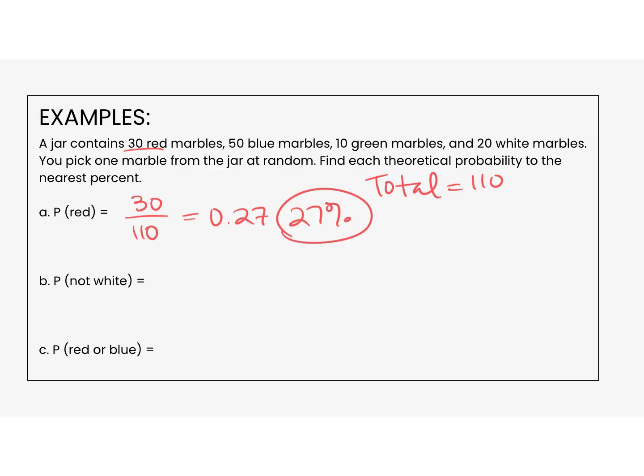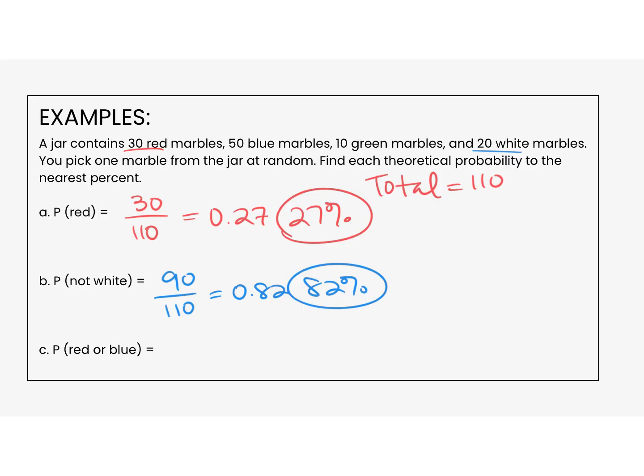Okay, probability of not white. So there's 20 white marbles. So if I can pick anything besides those 20, there are 90 options. Again, out of 110, 0.82 or 82%. And that 90 came from just 110 minus the 20.